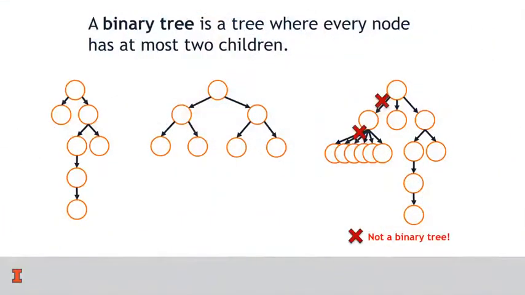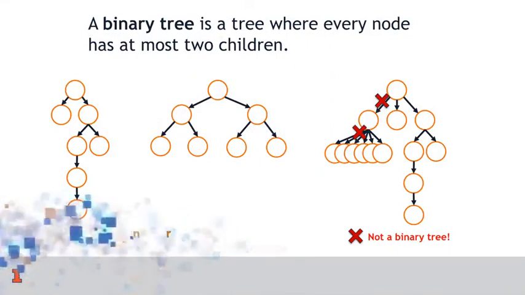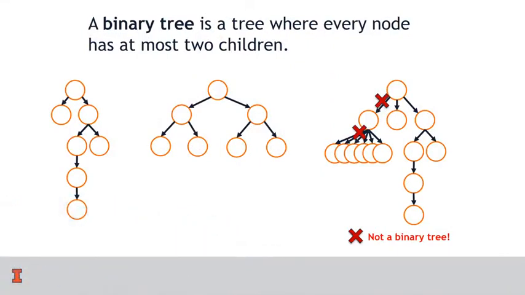A binary tree is a tree where every node has at most 2 children. If we look at some sample trees, here's tree 1, which has a root right here, and the root has 2 children. The right child has 2 children. This has 1 child. This has 1 child.